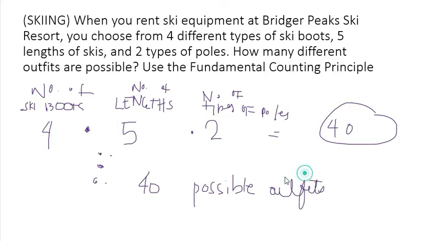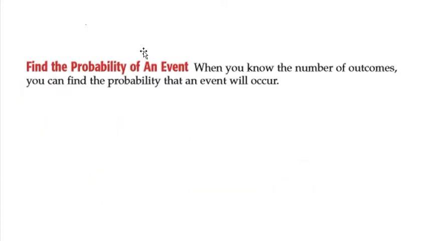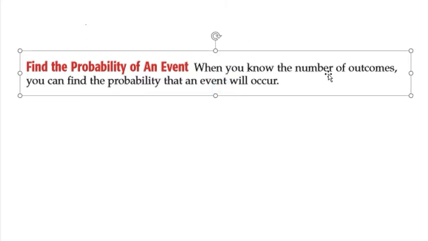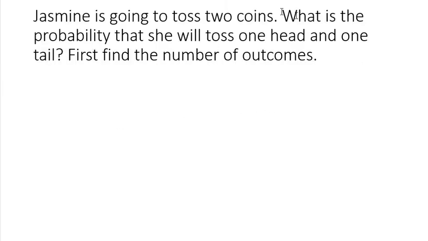Next, let's go to the next example. We need to take note that the probability of an event relies on the number of possible outcomes. It says here, when you know the number of outcomes, you can find the probability that an event will occur. So let's take, for example, this one.